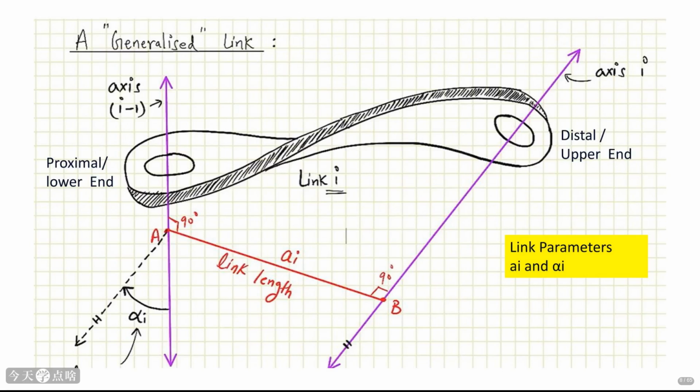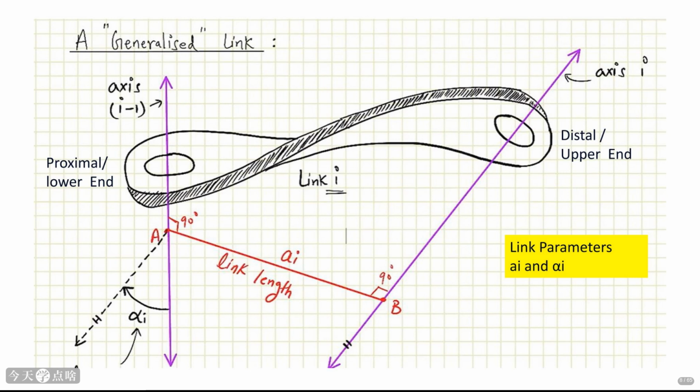To analyze these robot arms systematically, we need a standard way to describe each joint and link. This is where the concept of a generalized link comes in. Think of it as a building block for the robot. Each link has two ends, a proximal end, closer to the base, and a distal end, further out. The link itself has a certain length, represented by a sub-i, and a twist angle, alpha sub-i, which describes how the axes of adjacent joints are oriented relative to each other.